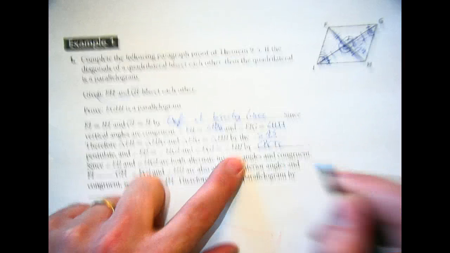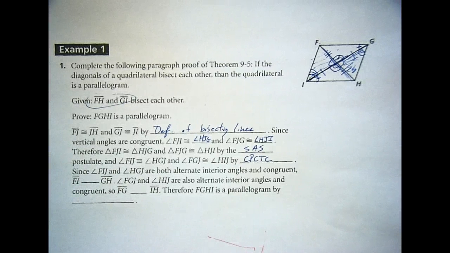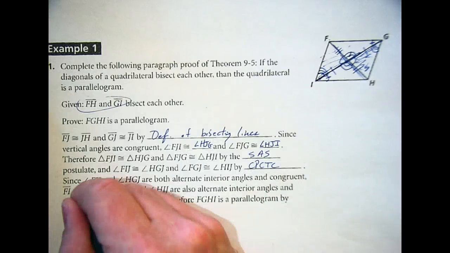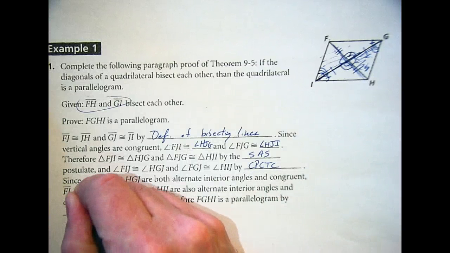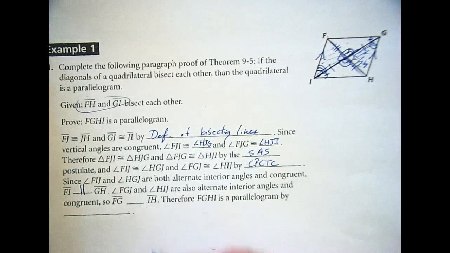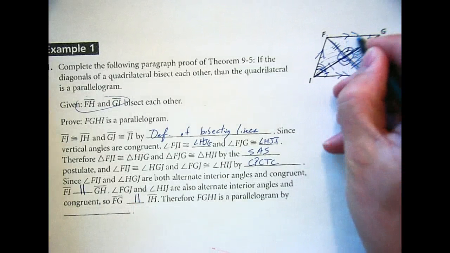CPCTC. Now we can't use alternate interior because we haven't stated anything parallel yet. Yeah, CPCTC. Our picture is getting quite messy. Let me zoom in just a bit. Since angle FIJ and HGJ are both alternate interior angles and congruent, that means FI is parallel to GH. There are our parallel lines. And FG is parallel to HI.